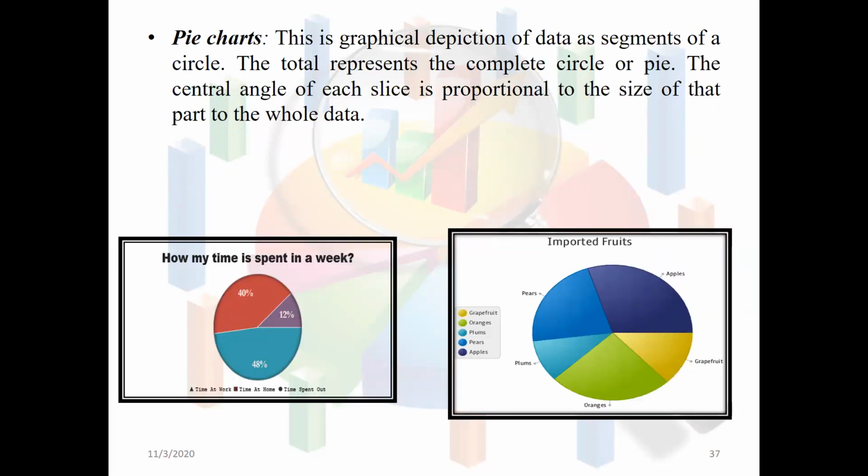Pie charts. This is a graphical depiction of data as segments of a circle. The total represents the complete circle or pie. The central angle of each slice is proportional to the size of that part to the whole data.